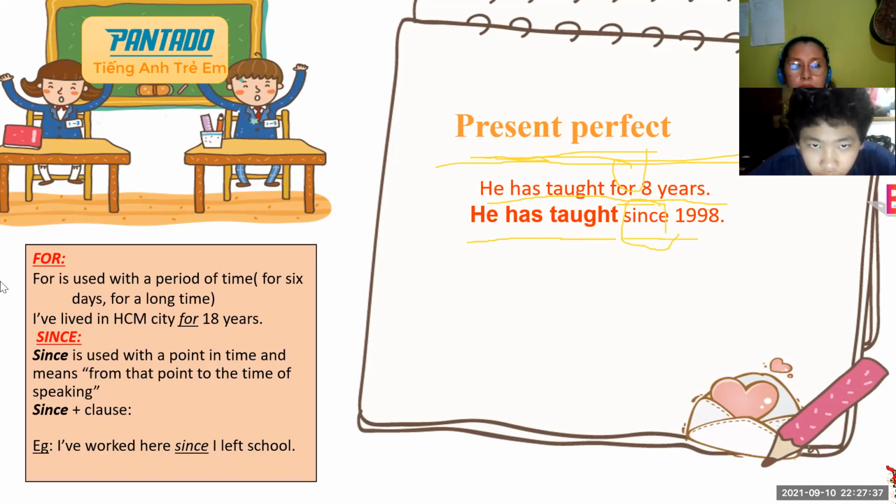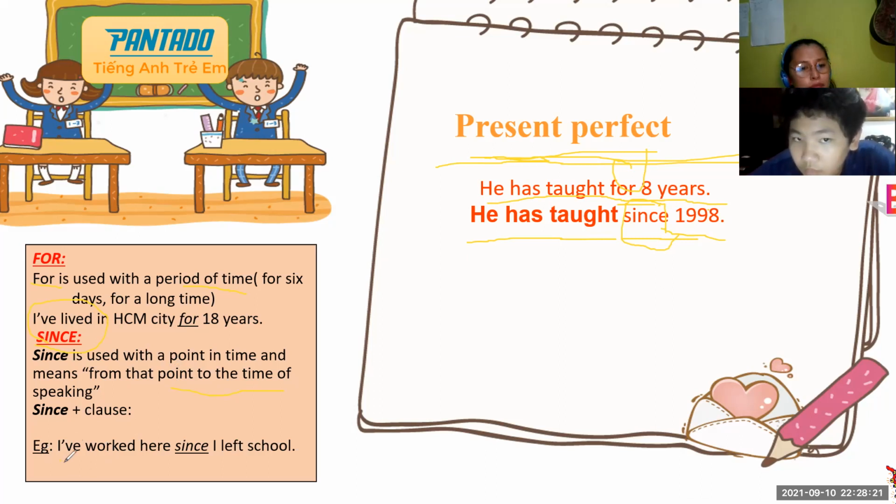You can have he has taught since or for. So the use of for is used for a period of time. For how many years? For 10 years, for 12 years. That is specific number of years or time. When we say since, we will use since with a point in time and means from that point to the time of speaking. So it started like since 1998.